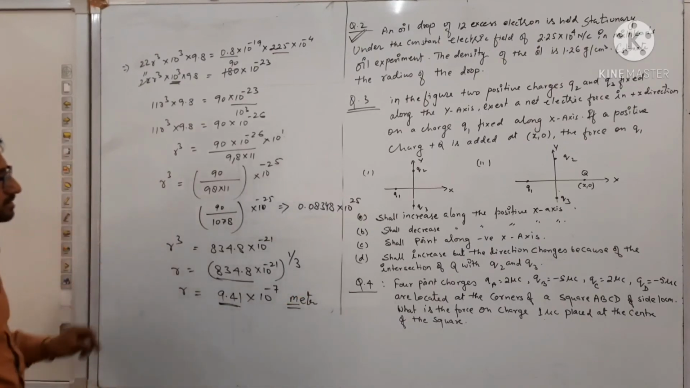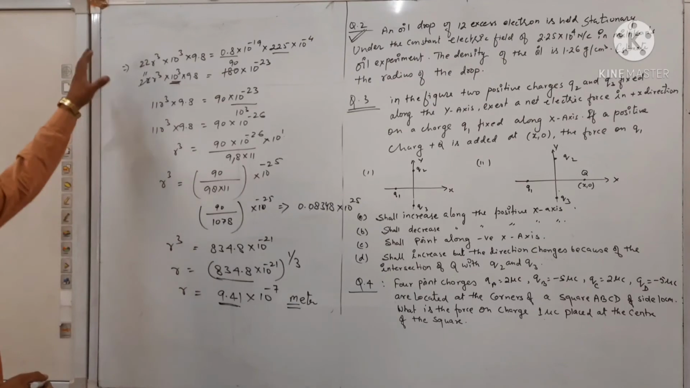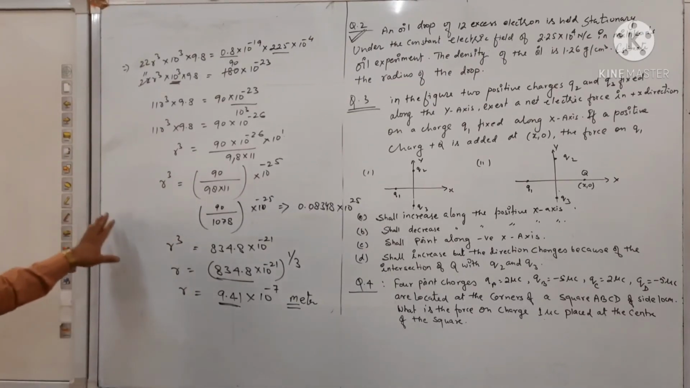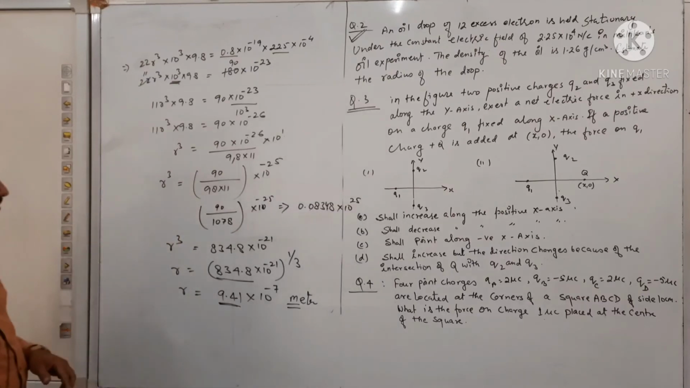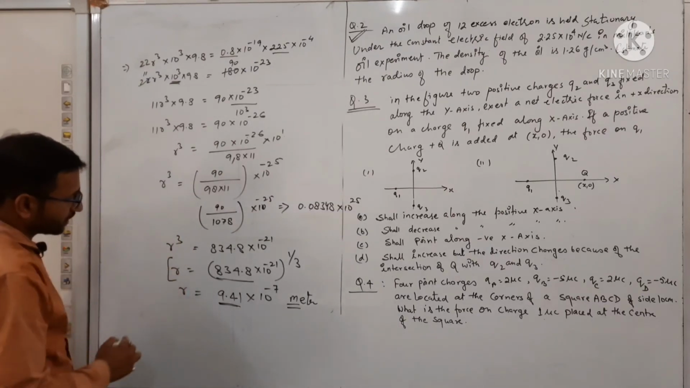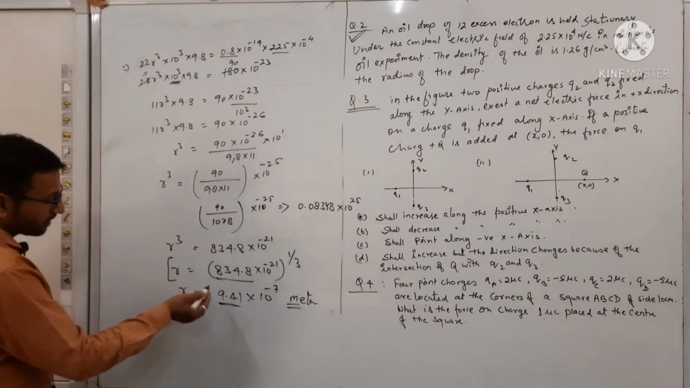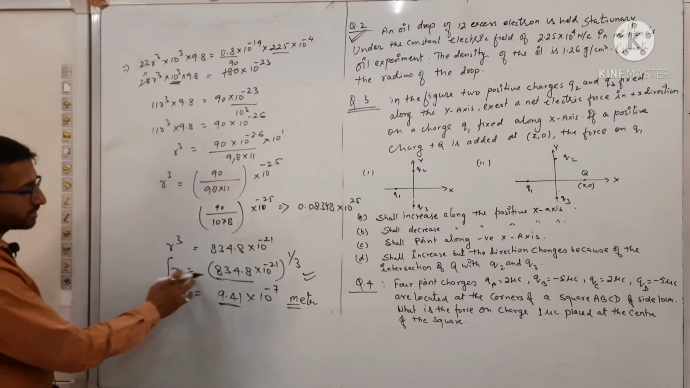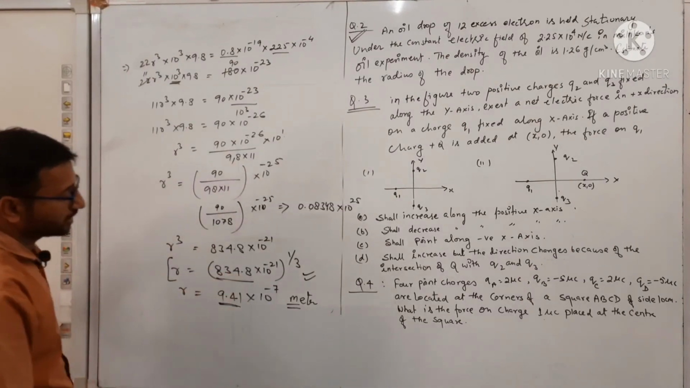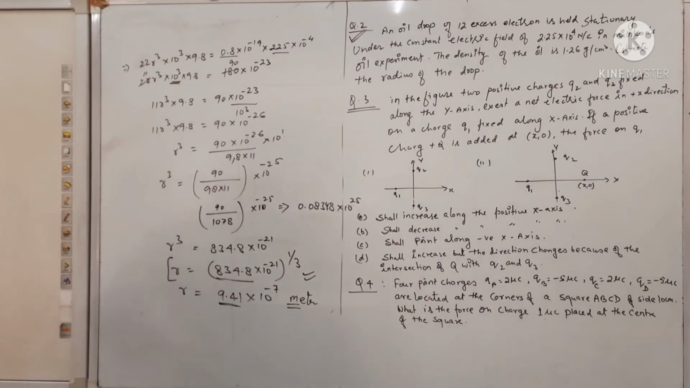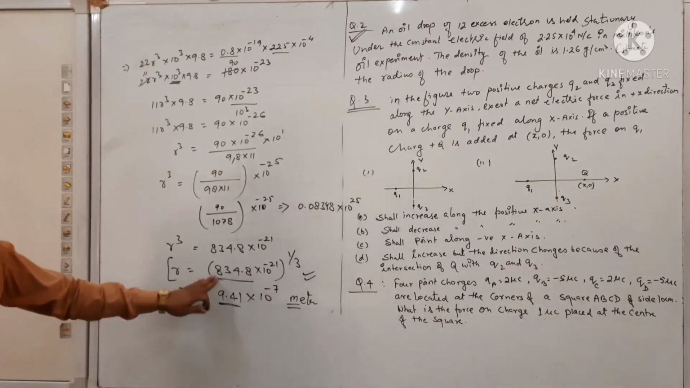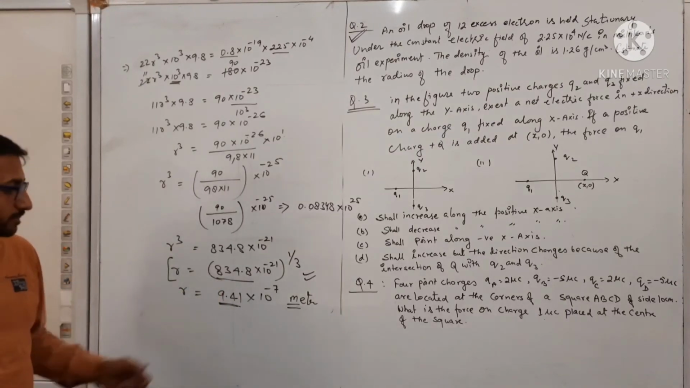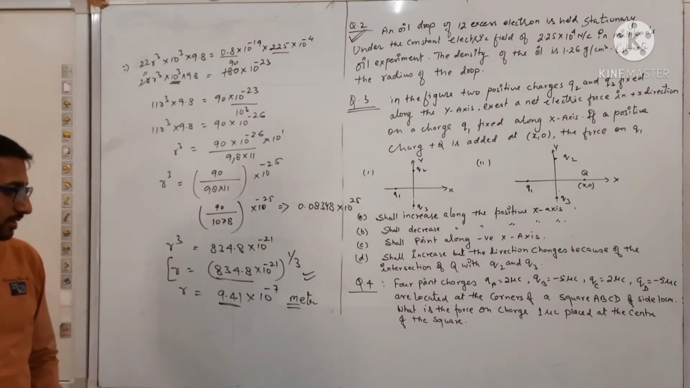So this is our value of radius. On the basis of this type of calculation we will get the radius of the oil drop, got it. So if you have any confusion or you are not able to find the solution, you can leave your question in the comments, where r is equal to 834.8 into 10 raised to the power 21, all raised to the power 1 by 3. After finding the cube root, the near about value is this.